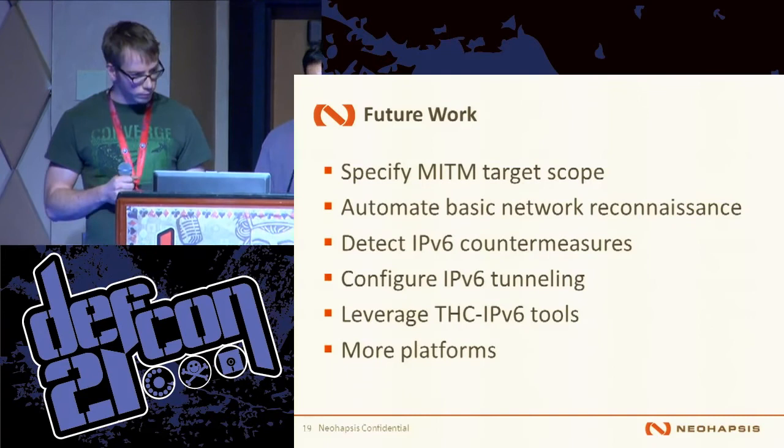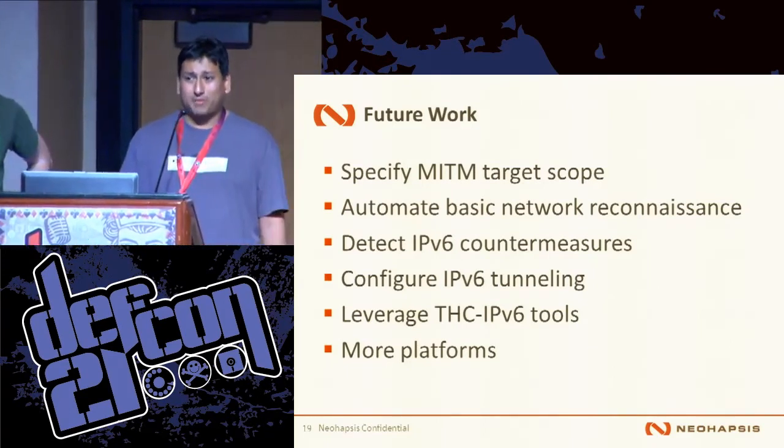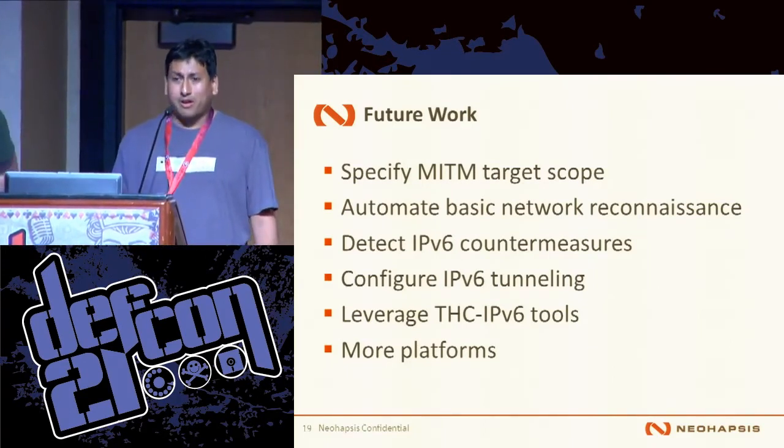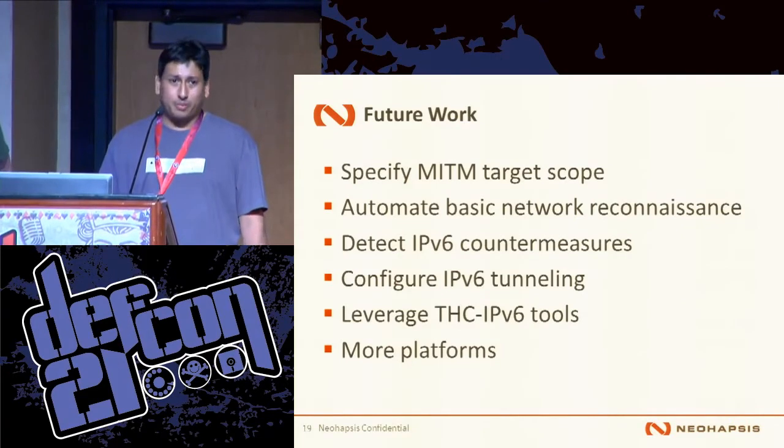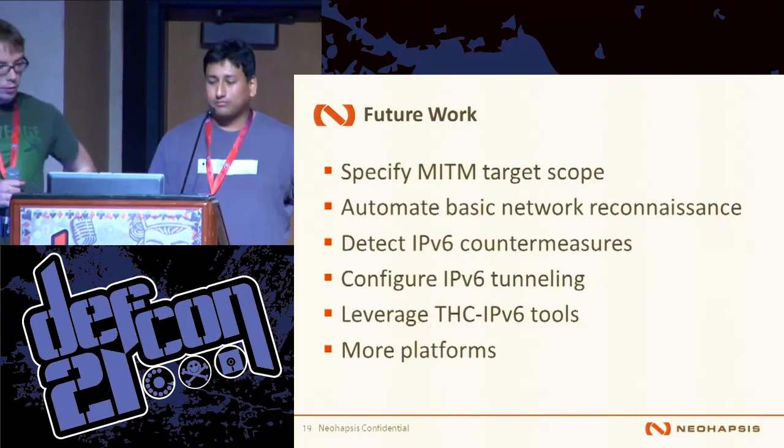We'd also like to figure out a way to detect if there are already IPv6 countermeasures implemented on a network. For example, being able to send out a router advertisement and then just waiting a specified length of time, and if nothing comes back, we can probably assume that our stuff's being blocked, that they have a protection enabled.